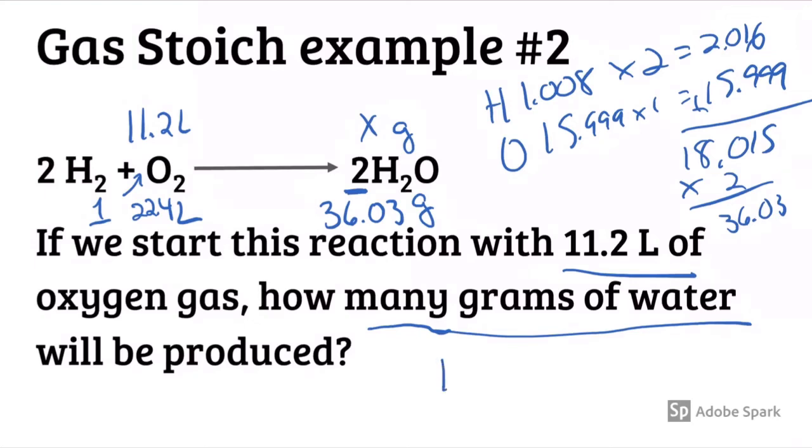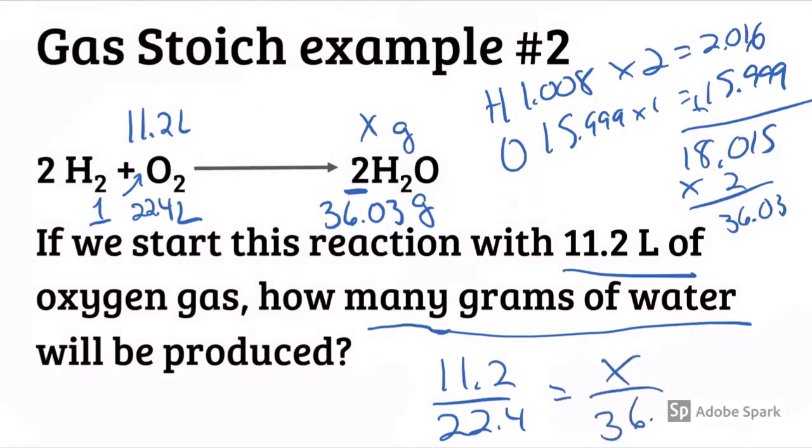Now we have our proportion. Okay, so we have our proportion, 11.2 over 22.4 equals X over 36.03. Cross multiply and divide, X equals 18.015 grams of water.